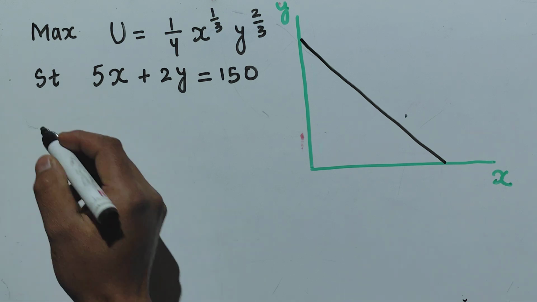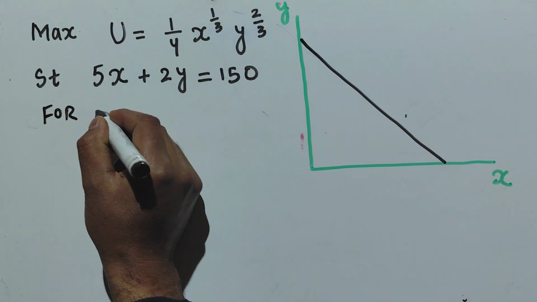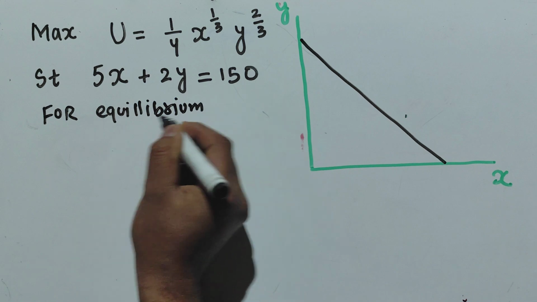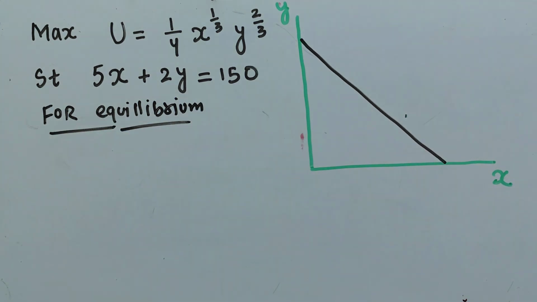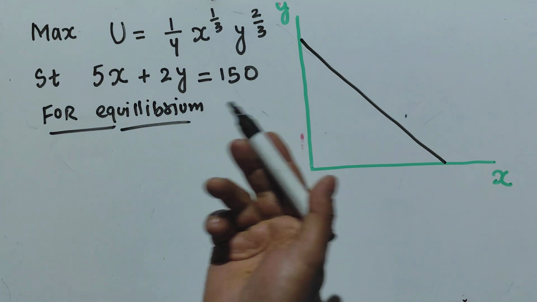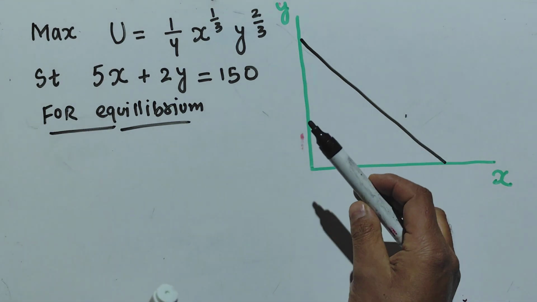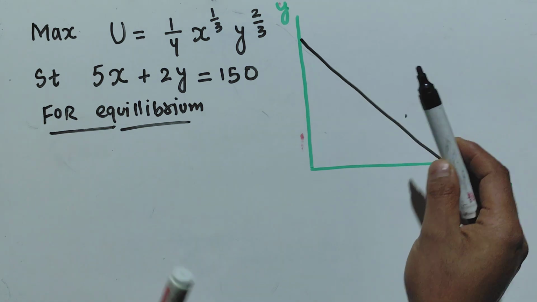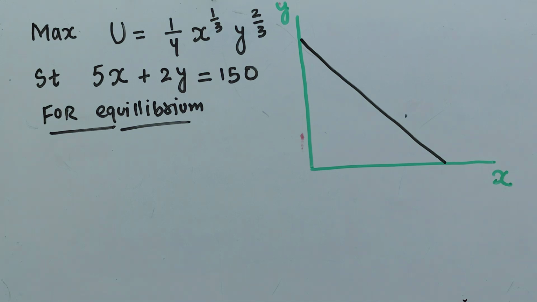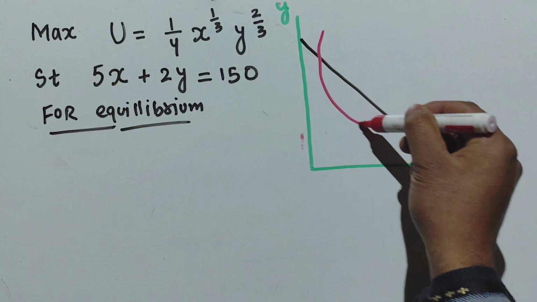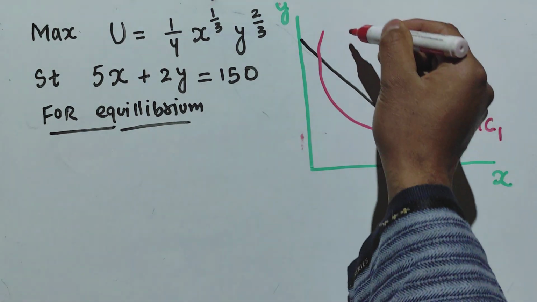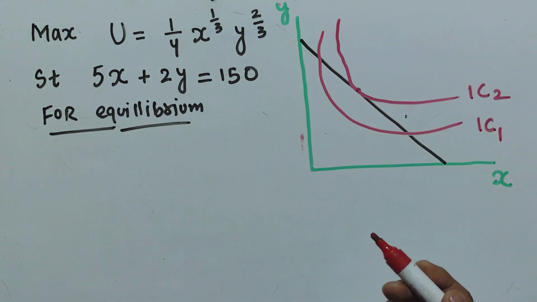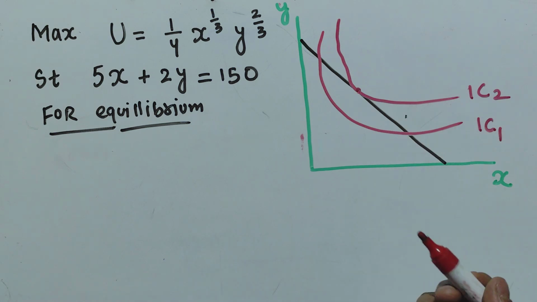So for equilibrium, what happens? For equilibrium, with the given budget, the consumer wants to reach the highest possible indifference curve, or he wants to maximize his utility. So for optimum, what will happen? We will draw one indifference curve. Let us say this is IC1. Similarly, we have another indifference curve like this, IC2. So the optimal consumption bundle will lie at a point where the slope of the indifference curve is equal to the slope of the budget line.